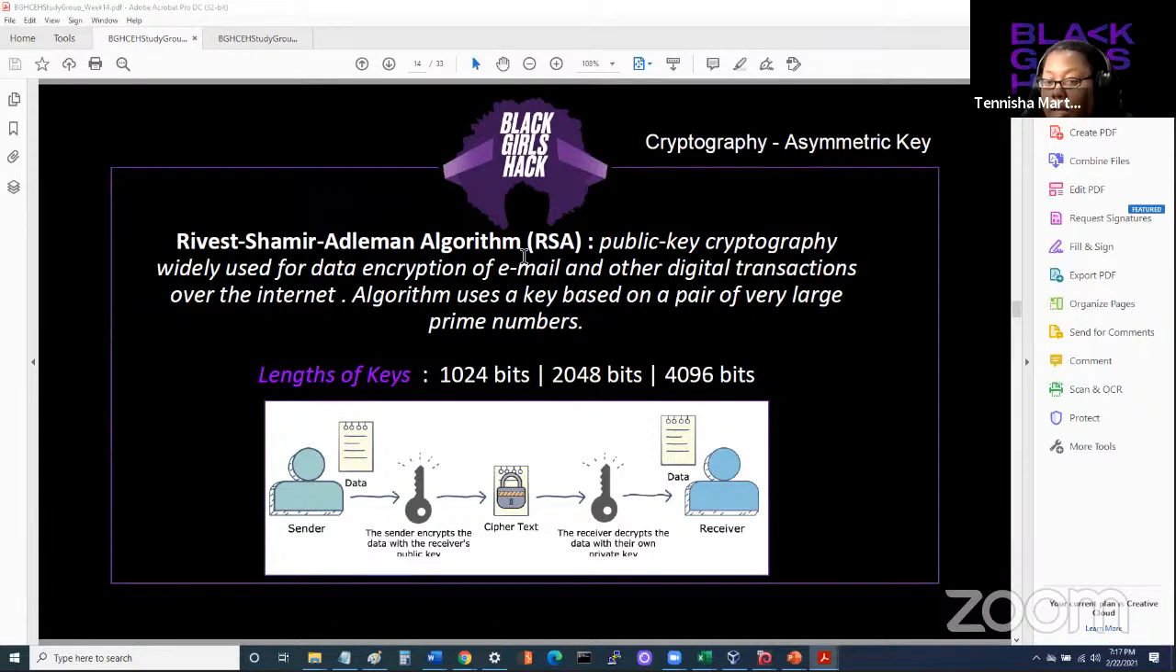The algorithm uses a key that's based on a pair of very large prime numbers. These prime numbers, as I mentioned earlier, have a mathematical relationship to them, but it's not something where, if you know one of the keys, you can then figure out what the other key is. But the 2 keys have to have a mathematical relationship in order for it to work. You'll see in this graphic here that you have a sender and they're sending some data. They're going to encrypt it, and they're going to get the ciphertext, and then they're going to decrypt it with their private key. And then it gets to the receiver as it is intended.